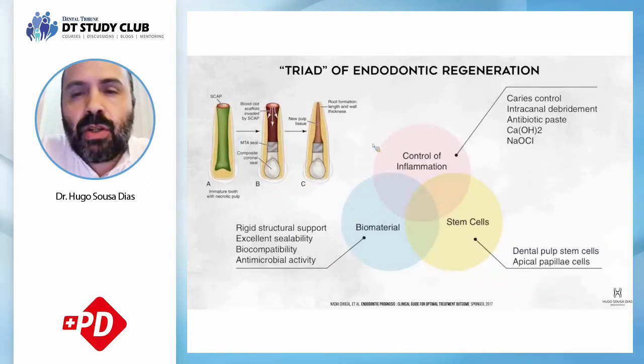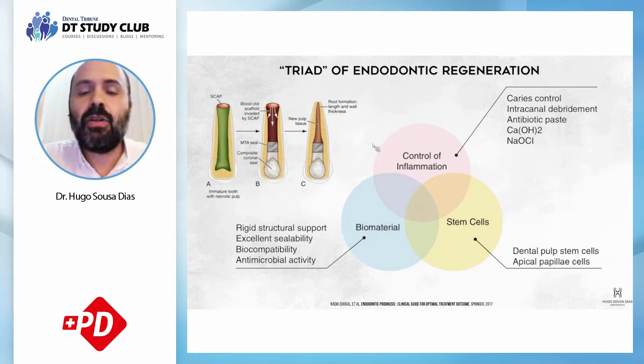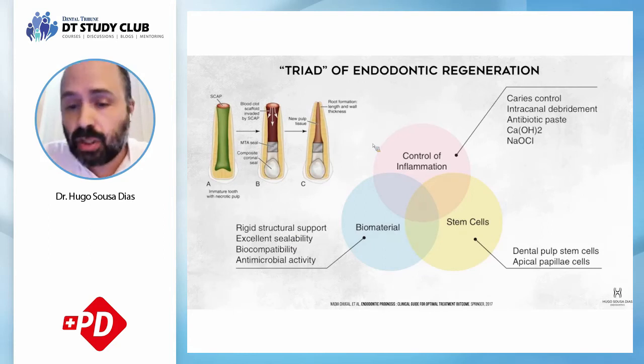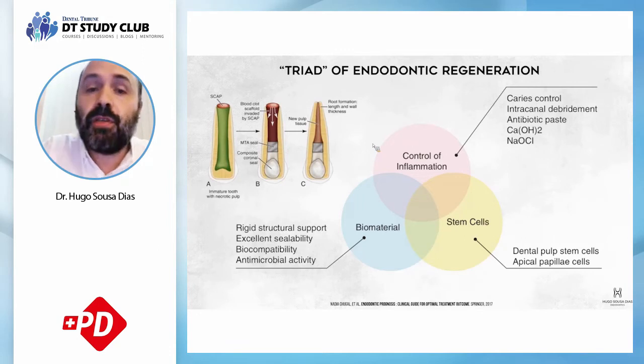For endodontic regeneration, we need to have a trio of components. We need to control the inflammation. We need to have stem cells, from dental pulp stem cells or apical papilla cells, and we need to have a biomaterial with some properties: excellent sealability, biocompatibility, and antimicrobial activity. And in this way, we can do regenerative endodontics.